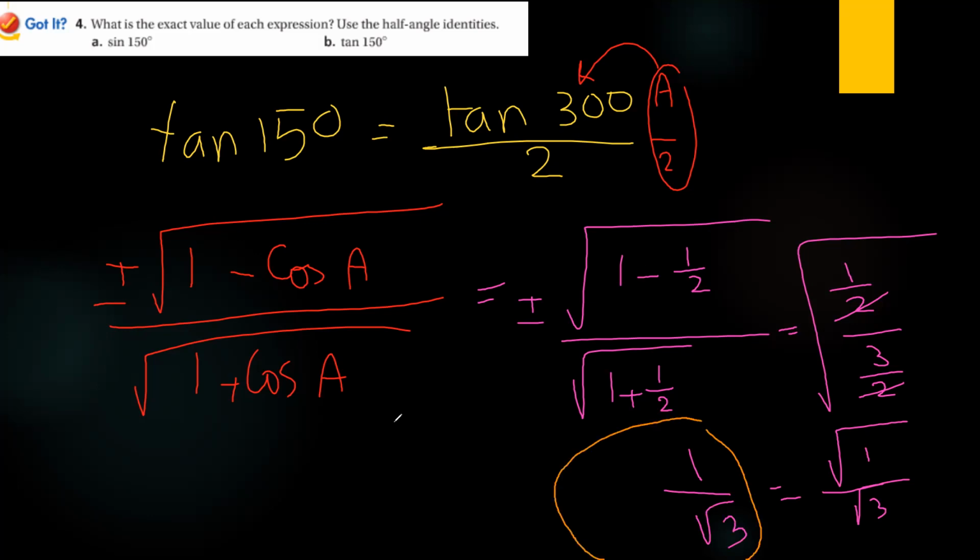But I need to find now, is it positive or negative? How? You will ask yourself, where is 150? In which quadrant? It's in quadrant 2. And in quadrant 2, the tangent is negative. So I will say negative 1 over square root of 3.